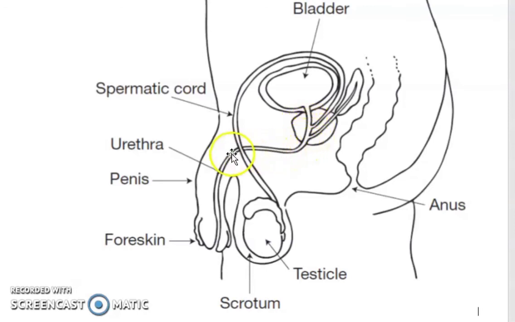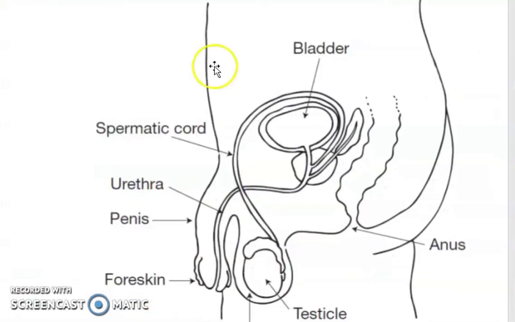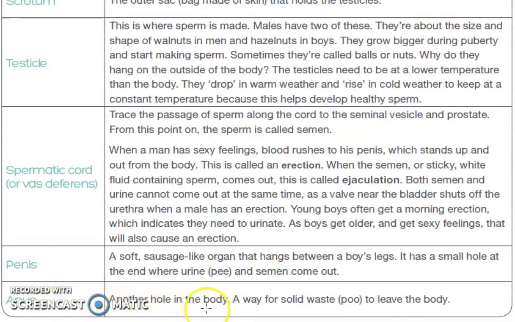So behind here again is called the prostate gland. So it goes further and it will go through the ureter. Ureter, diba, agianan sa siya sa ihi. So same lasad sa agianan sa semen, and it will go out. The name of that kanang mechanism is ejaculation. And the last two parts here, penis, a soft sausage-like organ that hangs between a boy's legs, and then a small hole at the end where urine and semen come out. So obviously this is the penis, and this is where both semen and urine comes out. Anus, another hole in the body, a way for solid waste to leave the body.